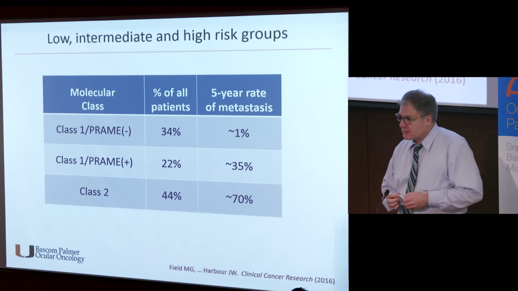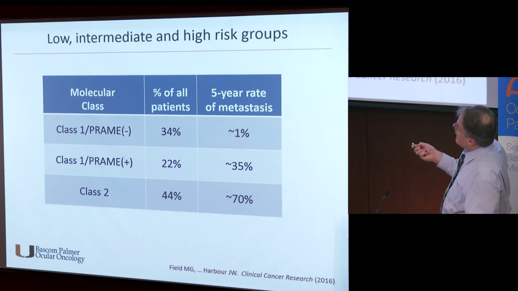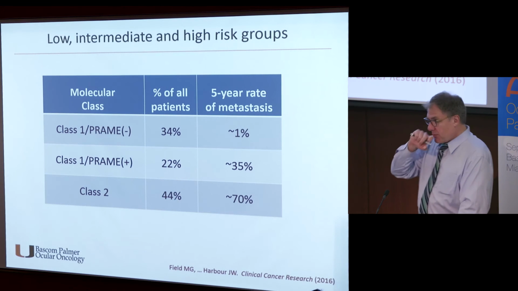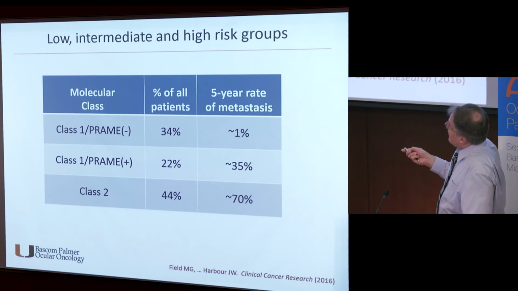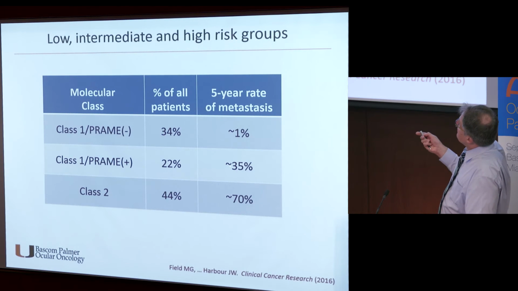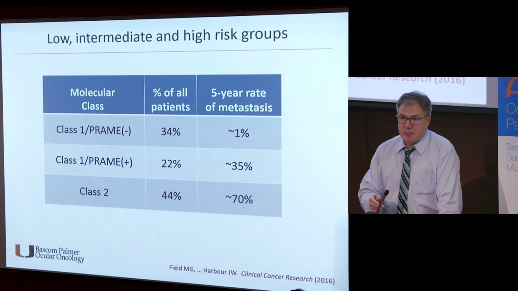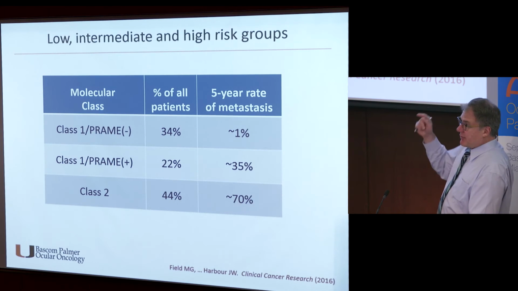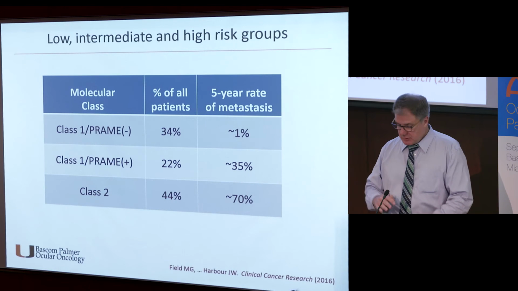So what we can say now is that if a patient's class 1 and they have no PRAME expression, their 5-year risk of metastasis is probably around 1 or 2%, something like that. If they have PRAME expression in their class 1, then about a third of them are expected to develop metastases within 5 years. And then if you're class 2, that's about 70%. So we have a very low risk group, we have an intermediate risk group, and we have a higher risk group, okay?